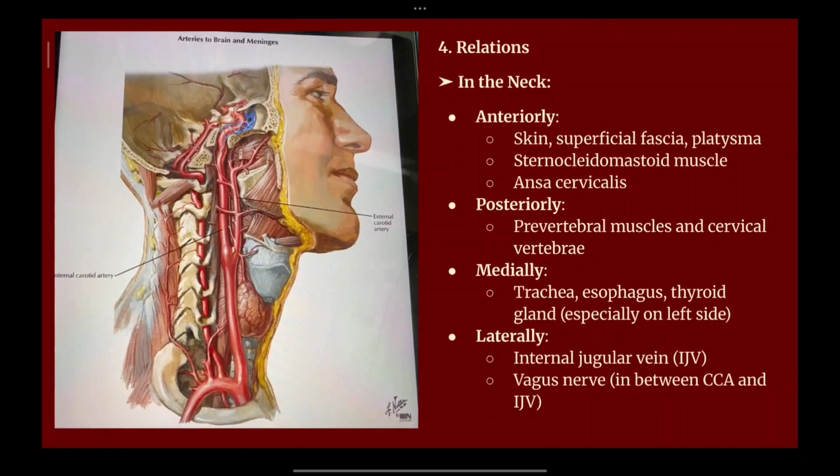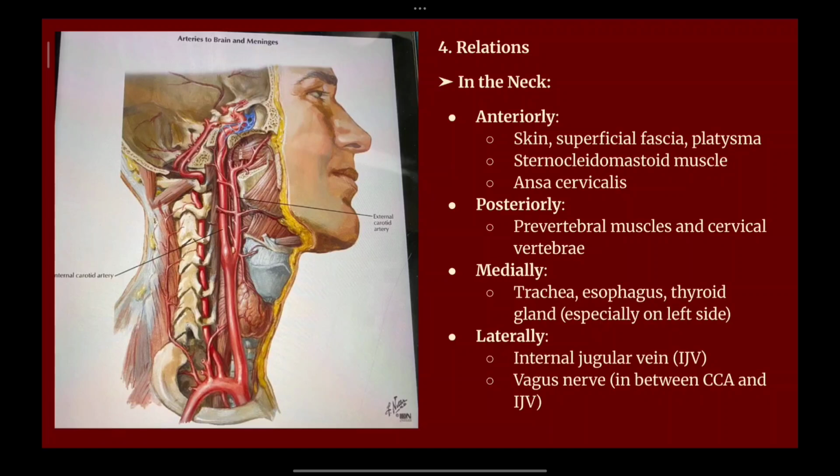region? In the neck region, anteriorly it supplies the skin, the superficial fascia, the platysma and sternocleidomastoid muscles, as well as the ansa cervicalis. The ansa cervicalis is a structure that covers the cervical vertebrae. Anteriorly, all these structures are covered by the common carotid arteries. Posteriorly, behind the common carotid artery, it provides blood supply to the prevertebral muscles and the cervical vertebrae as well.